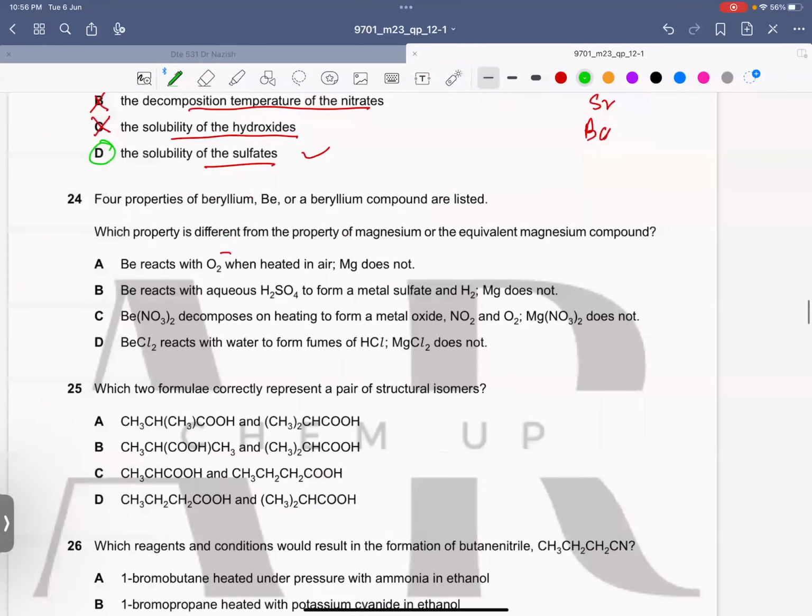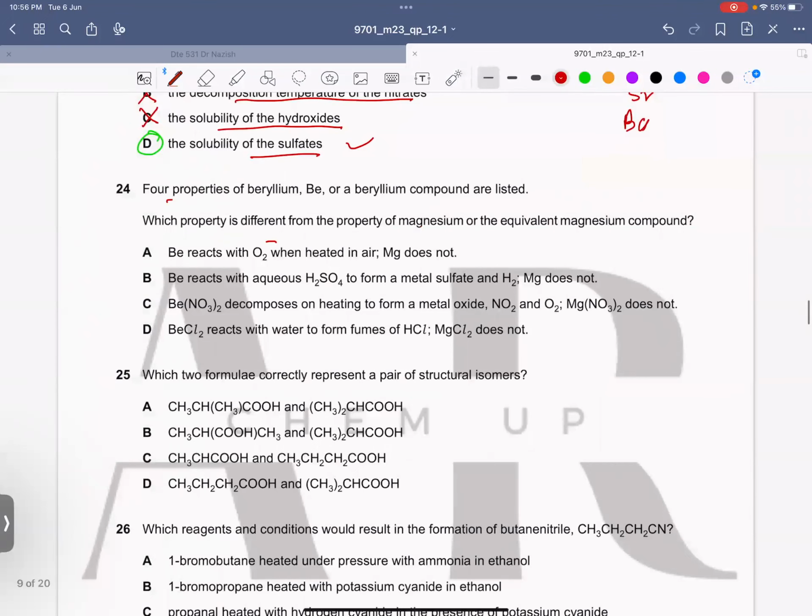Now, properties of beryllium, Be, and its compounds are listed. Which property is different from the property of magnesium or the equivalent magnesium compound? Beryllium reacts with oxygen when heated in air, magnesium does not.